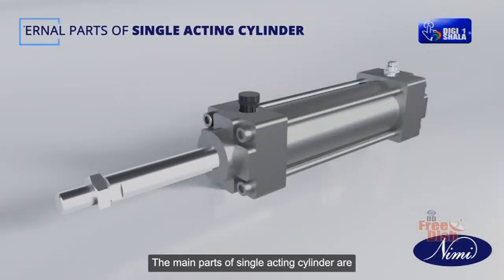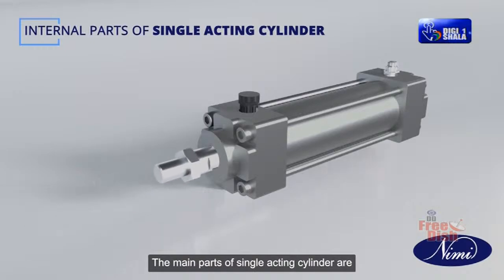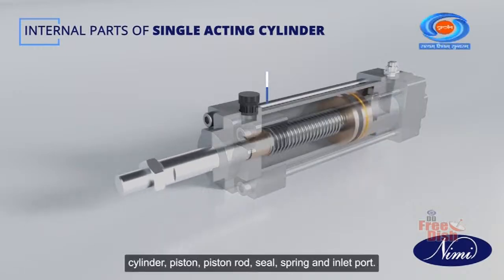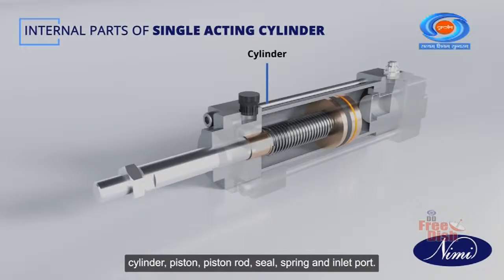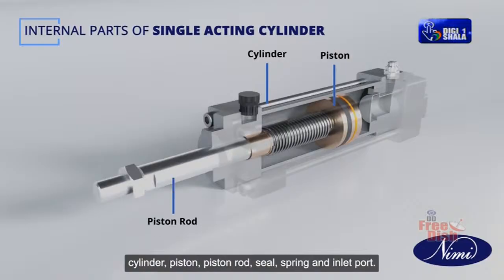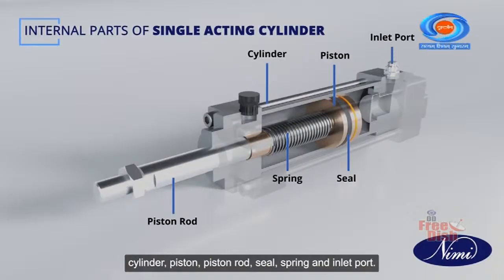The main parts of the single acting cylinder are cylinder, piston, piston rod, seal, spring, and inlet port.